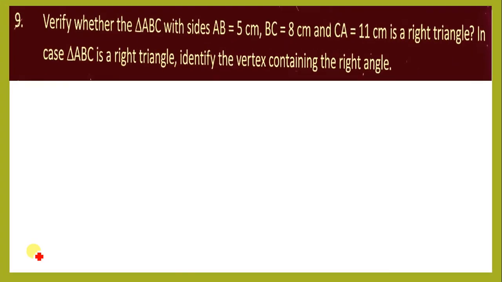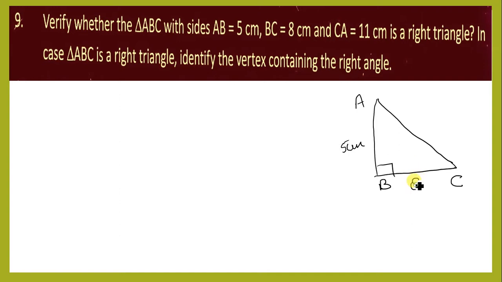Now next question, we have to verify triangle ABC with side AB. So we'll draw a figure. So angle is known as its vertex as well, you know that. Now here this is your B, A, B, C. Now AB is 5 centimeter, BC is 8 centimeter, and CA or AC is 11 centimeter. So we'll start doing the solution.